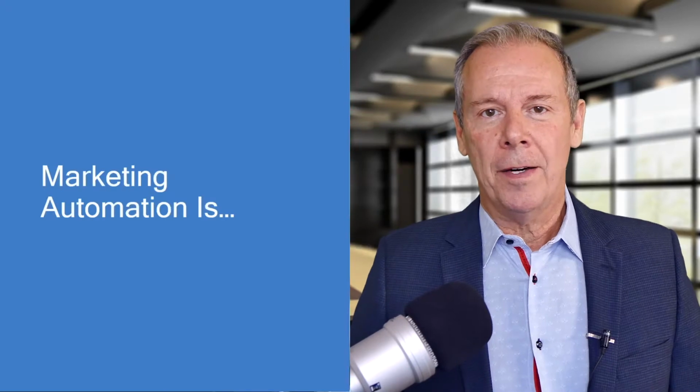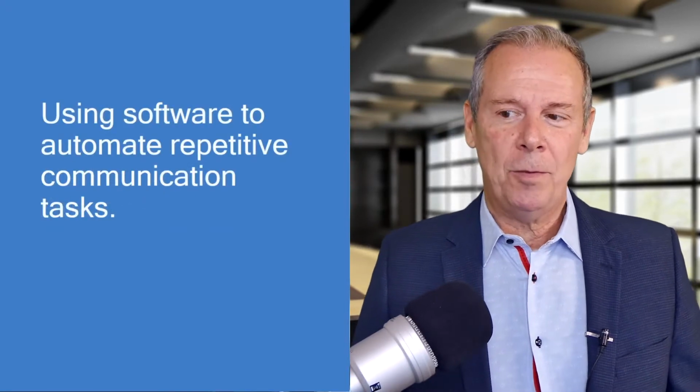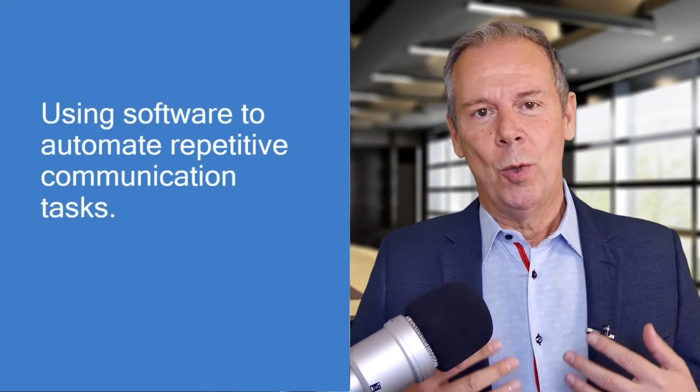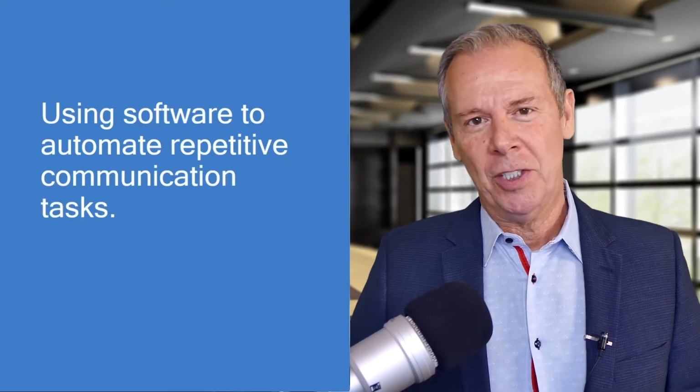All right, we're talking about marketing automation today and how to use it. So let's dive right in and let's start off with the definition. Marketing automation is using software to automate repetitive communication tasks. These are tasks that you as a small business absolutely do not have time to take care of.